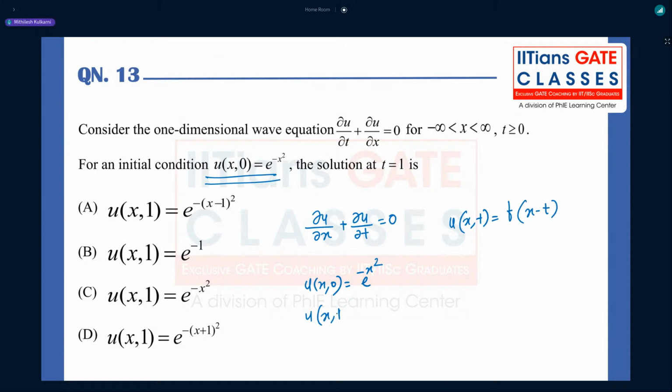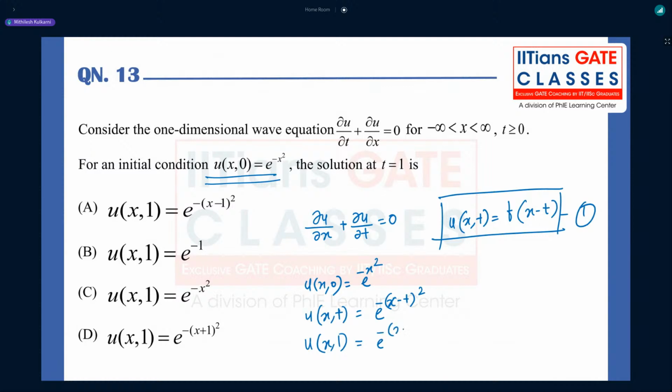So in general, if you assume it is t, and considering equation number 1, the function should look something like this: e to the power minus, in place of x you should write (x minus t) whole square. So the value of t is 1, it is given, and at that instant we are supposed to calculate the value of u. So u should be equal to e to the power minus of (x minus 1) whole square. And it's matching with option A, hence option A is correct in this case.